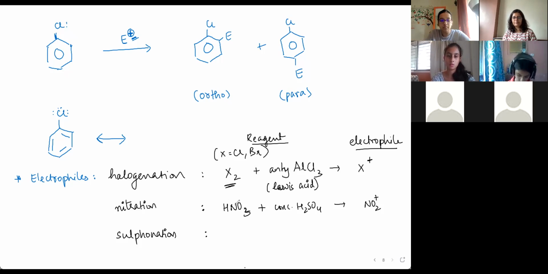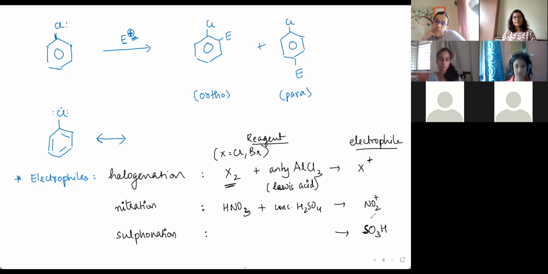SO4. Okay, sulfonation. What is the electrophile? SO3. SO3H is correct. Sulfonic acid will form. This is sulfonic acid. So COOH is carboxylic acid, so instead of carbon, since you have sulfur, SO3H is sulfonic acid.